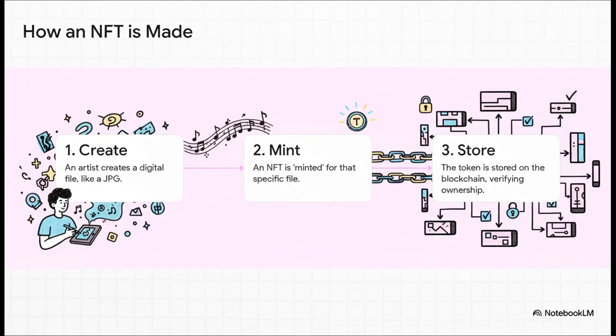So how does one of these things even come into existence? Well, imagine an artist makes a cool piece of digital art. It's just a regular file, like a JPEG. They can then mint an NFT for that artwork. This process creates that unique token that's forever tied to that specific file, and then it's recorded on the blockchain. Just like that, their ownership is set in stone for the whole world to see.